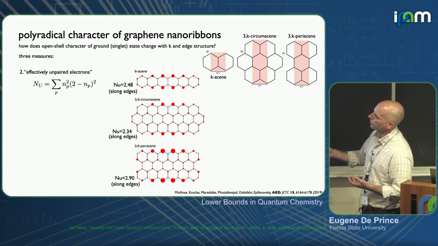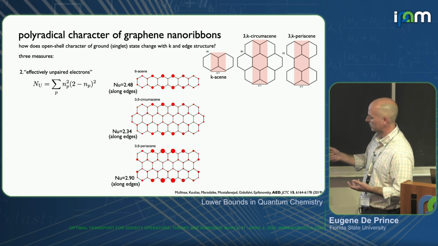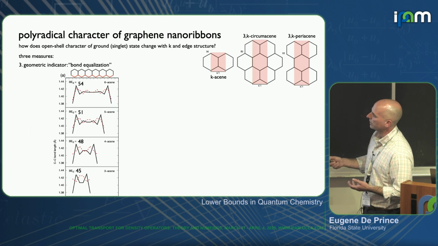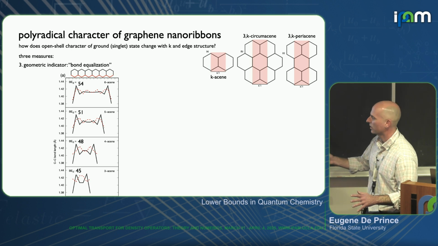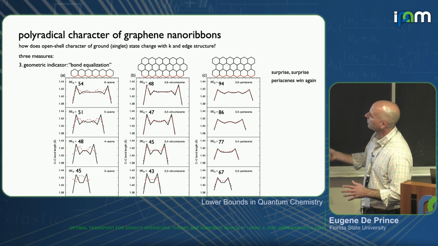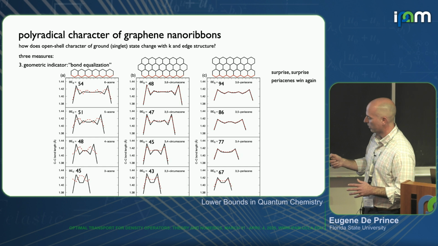Let's see. You could have this other way of measuring unpaired electrons. We have this quantity called effectively unpaired electrons, and you see that they build up at the edges of the molecules. And if you sum up the numbers that correspond to these circles, you can count how many electrons live at the edges, and it turns out there's more of these unpaired electrons in the periacene molecules. So that's consistent with what we saw on the previous slide. And then there's geometric indicators for this polyradical character as well. But I know that you guys don't care about this, so I'll skip that. The point is the periacenes have the most polyradical character.